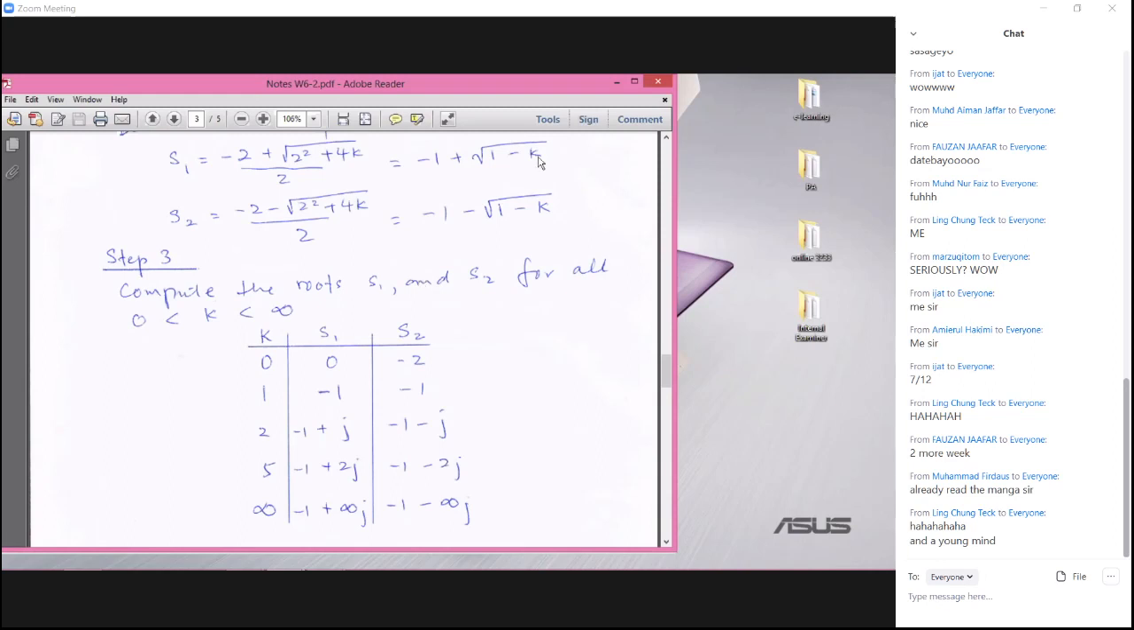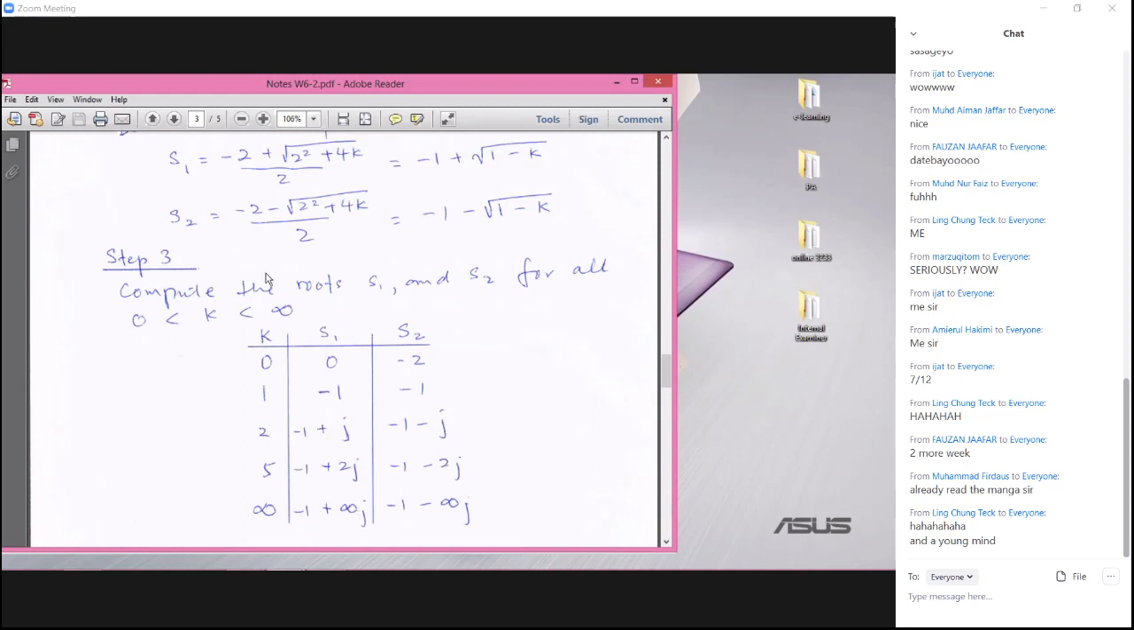But when k is equal to 2, the roots now become complex. Similarly, you keep increasing k from 0 to infinity, but the real part here is always negative 1. Only the imaginary part will now change.